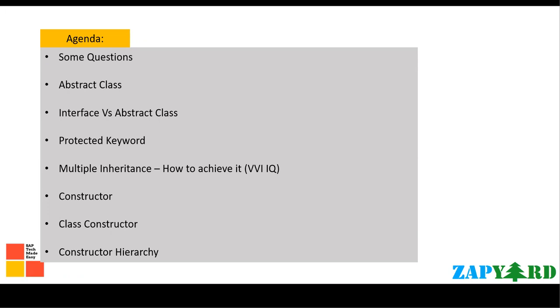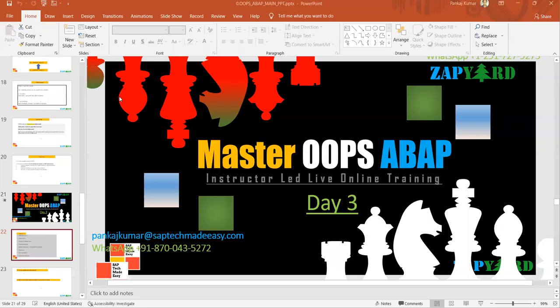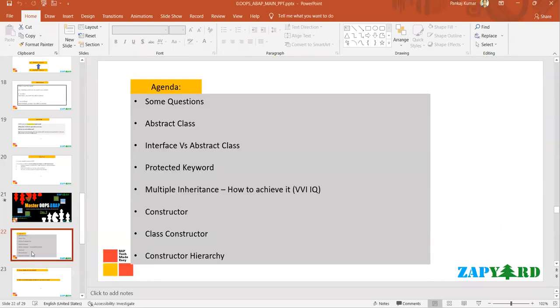We have already understood public and private. We will see how we can achieve multiple inheritance with the help of interface. This is one of the very important VVI interview questions. We'll also be looking into constructor and class constructor, and at last we are going to see how the constructor hierarchy behaves. Okay, so with this agenda, let's start.